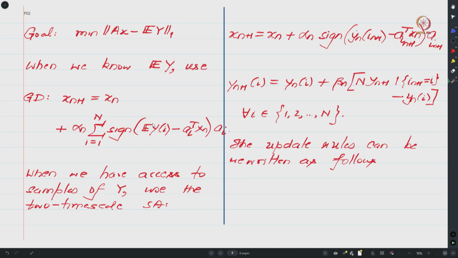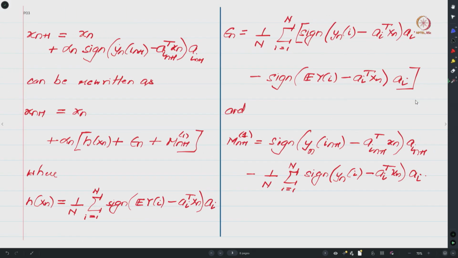Now please keep in mind that there are no adversaries so far, and I used this recap to recall for you the motivation for working with two time scale algorithms, right. And what I will now do is tell you how we can rewrite this update rule in a way that enables our analysis, right.